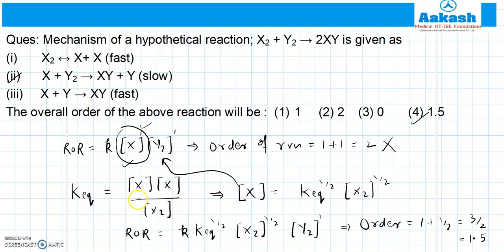So dear students, remember, during calculation of order of reaction for a complex reaction, first we will write the rate of reaction by using the slow step, and if that slow step has any intermediate, we will replace that intermediate in terms of either reactant concentration or product concentration, and based on that we will report the answer of order of reaction. Thank you.